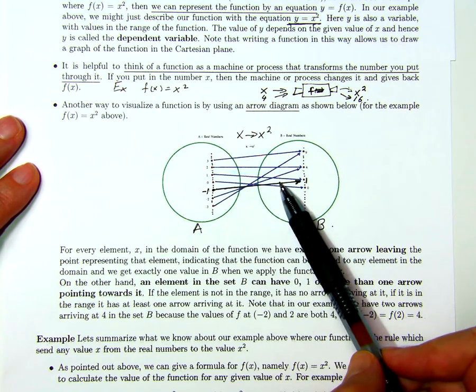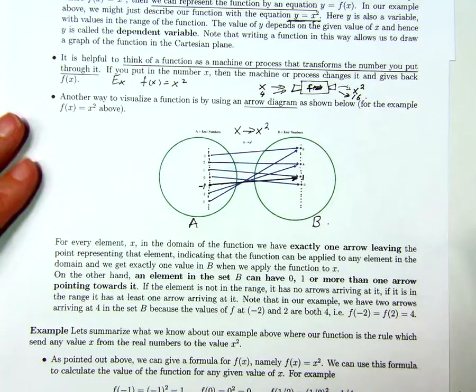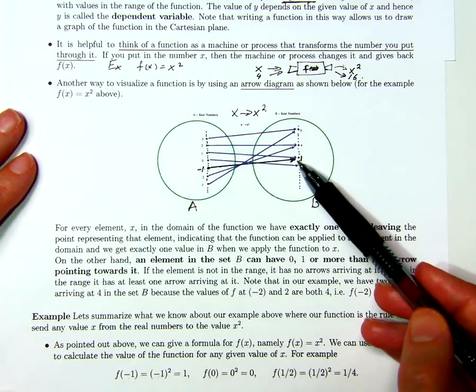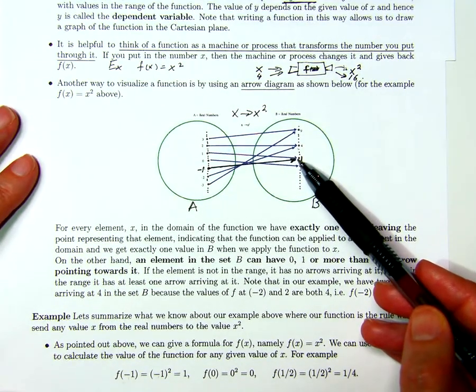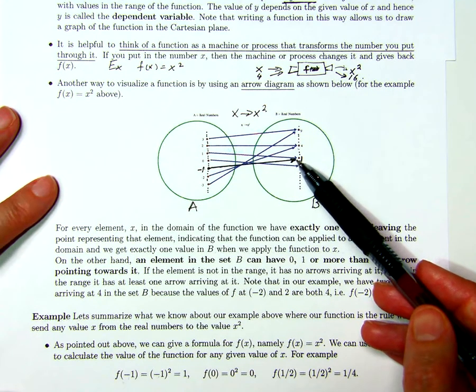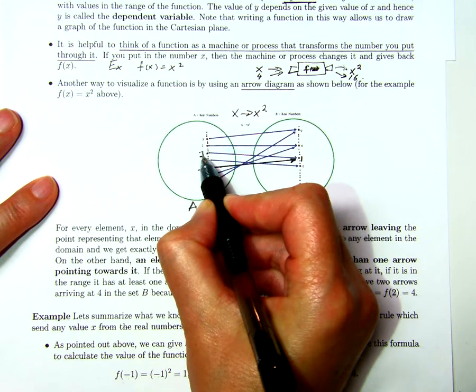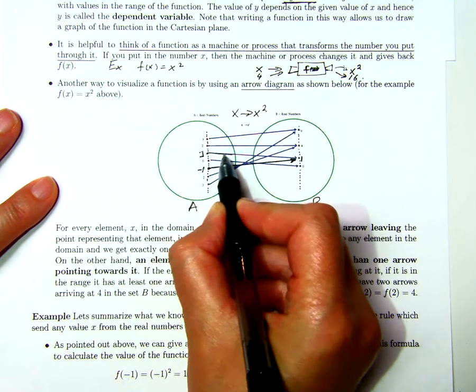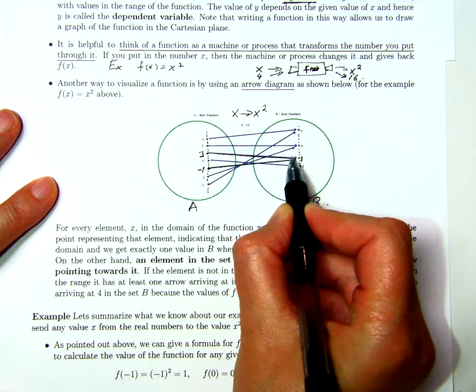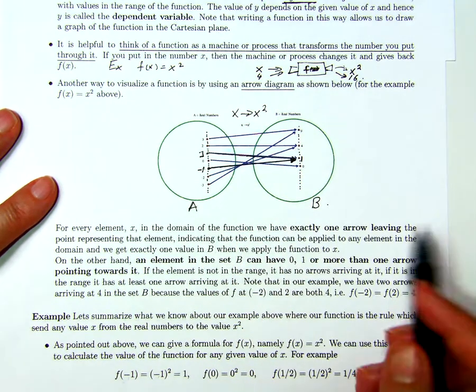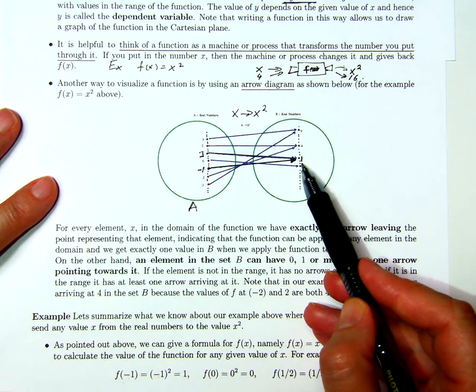On the other hand, for any number in the range, there must be an arrow coming into it, but there may be two arrows coming into it. So for example, there's an arrow in this diagram from 1 to 1, because when I apply this function to 1, I get 1. So there are two arrows arriving at 1 in B.